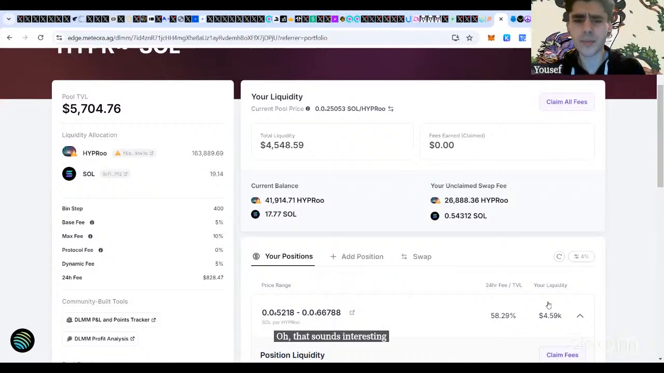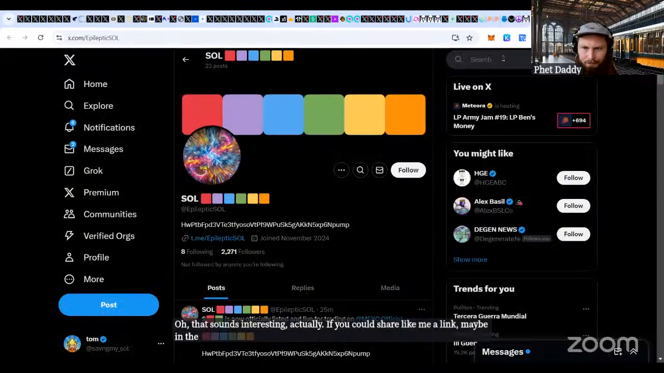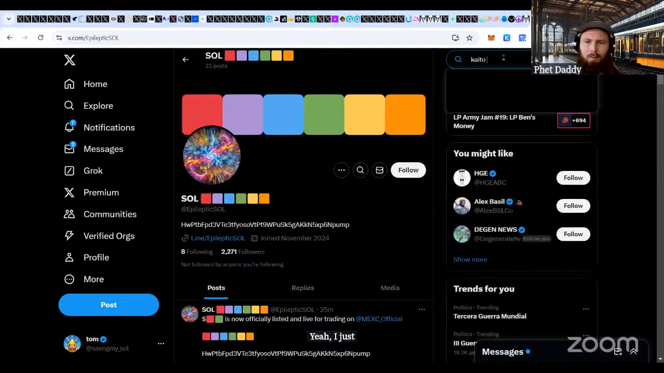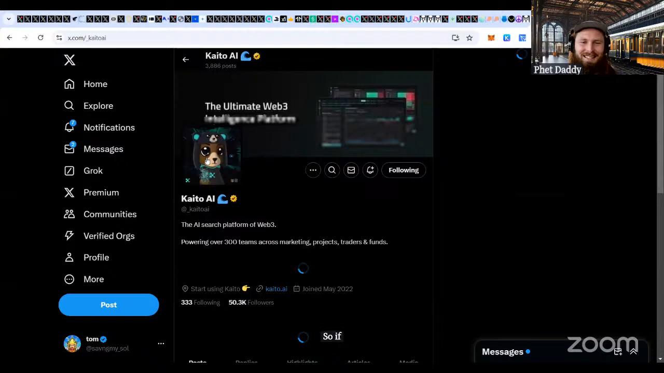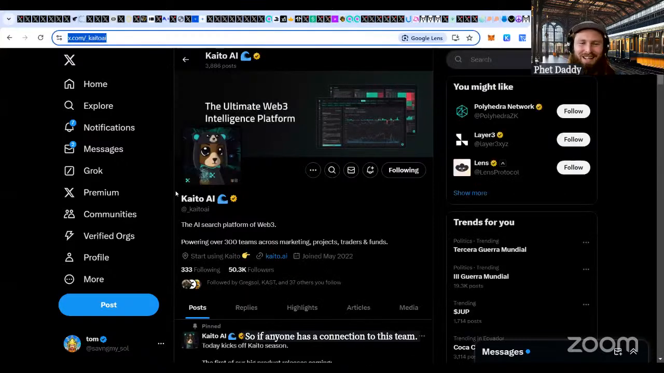If you could share me a link, maybe in the chat. Yeah, I'll share it in chat, and I'll DM you as well. If anyone has a connection to this team, give me the shout out because I want to see if we can get a free trial.